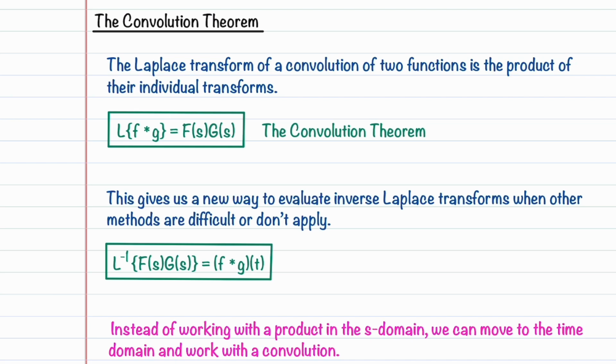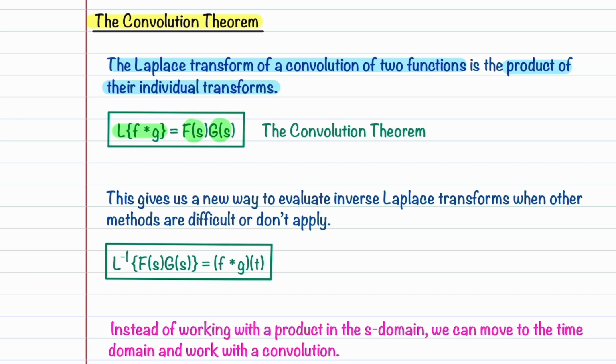Here's the theorem that ties everything together. It's called the Convolution Theorem. This theorem tells us that the Laplace transform of a convolution of two functions is the product of their individual transforms. The Laplace transform of the convolution of f and g is just the Laplace transform of f times the Laplace transform of g. This gives us a new way to evaluate Laplace transforms when other methods are difficult or don't apply.